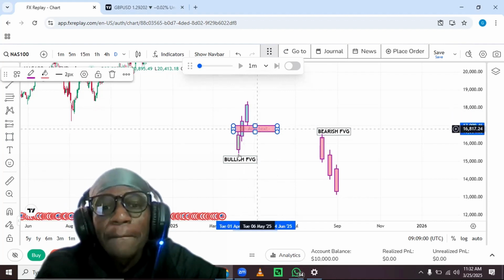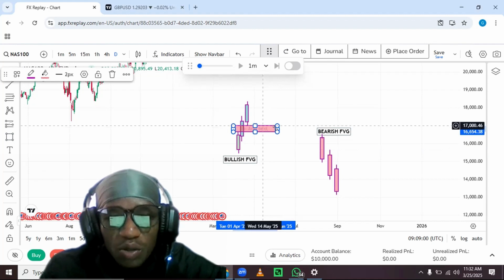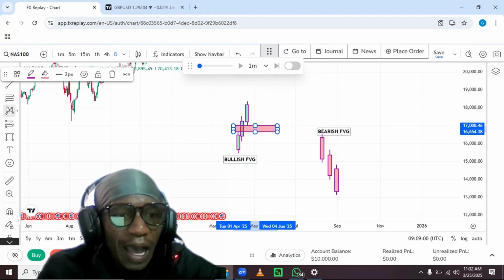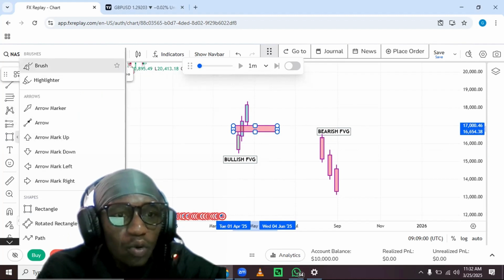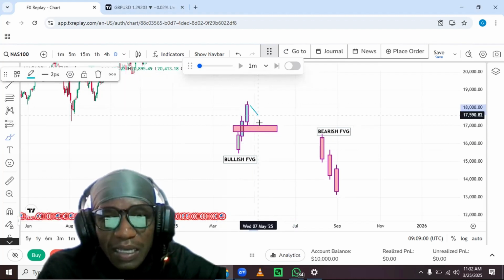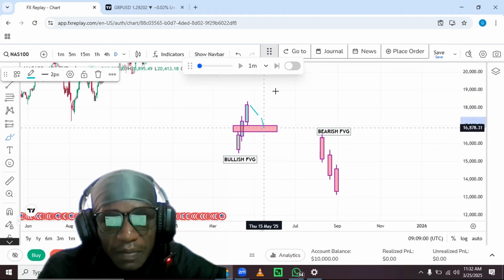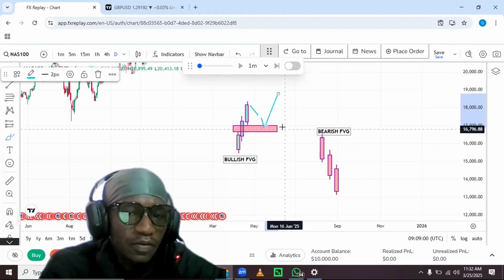So now we have a bullish FVG. This is going to be our gap. This is where we'll be anticipating the market will most likely rally into, and then once it rallies into here, it bounces back. That's what we'll be looking for, right?